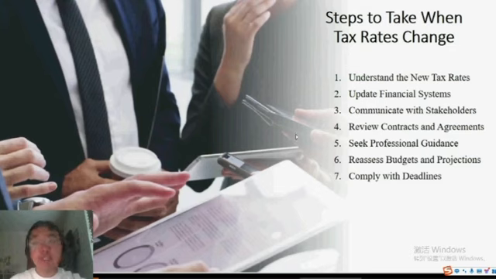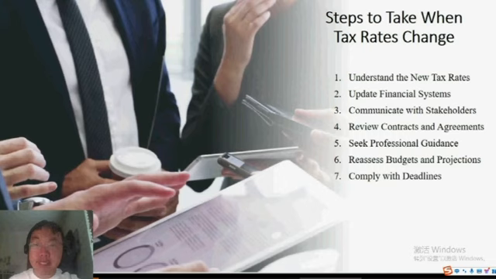When tax rates change, businesses, individuals, and governments must adapt promptly to ensure compliance and minimize disruptions. Here is a concise guide to the necessary steps. The first step is to fully comprehend the changes, whether the rate increases, decreases, or adjustments. This requires reviewing official announcements and guidelines issued by tax authorities.